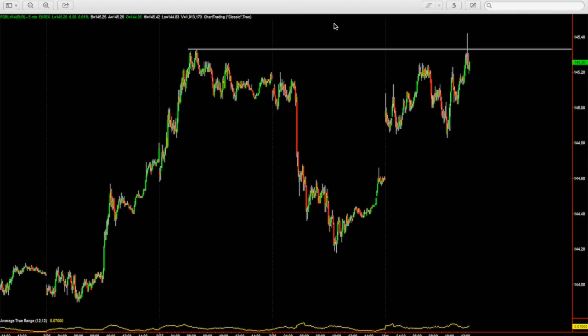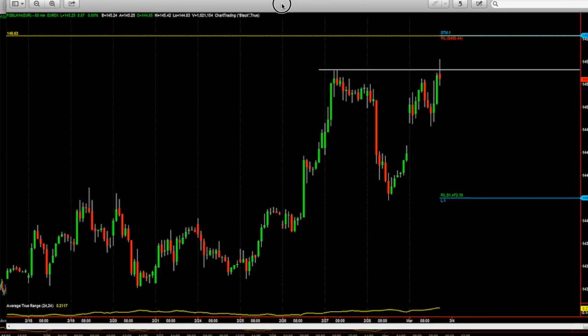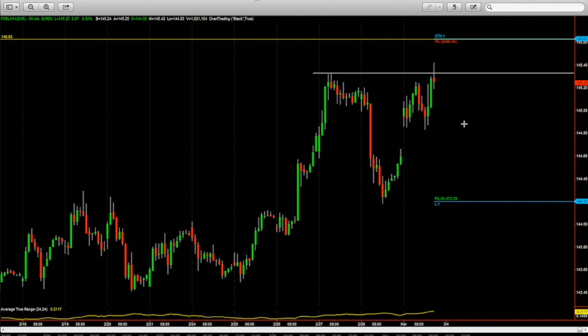Anyways, this was the first trade of March, so March 3rd. This is the Eurobund, the German fixed income futures market. And I took a short in this area here. Let me just pull up that chart. This is the 5-minute chart for this, and here's what it looked like on the hourly.